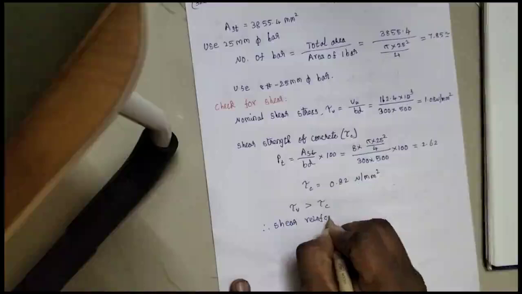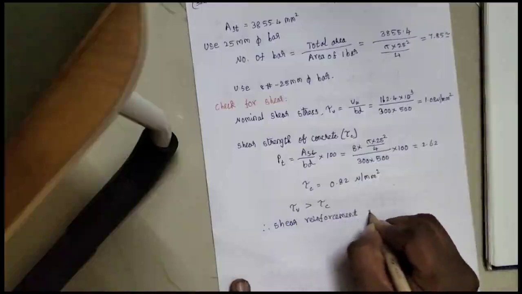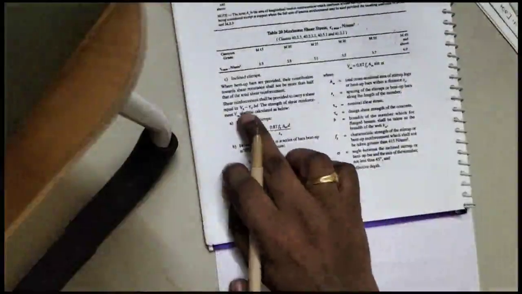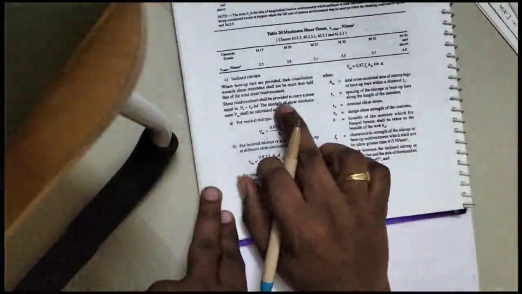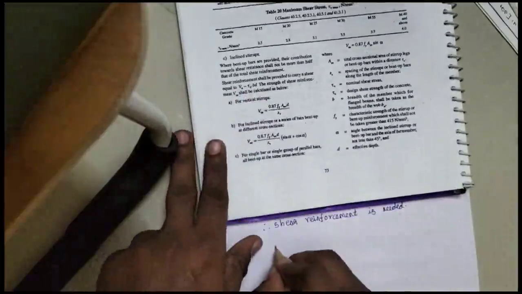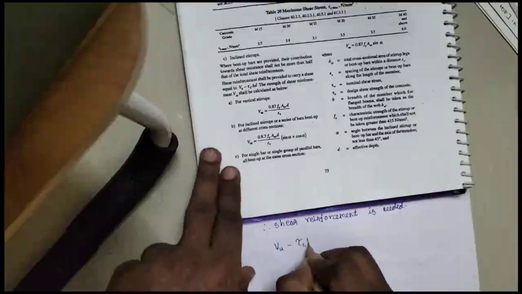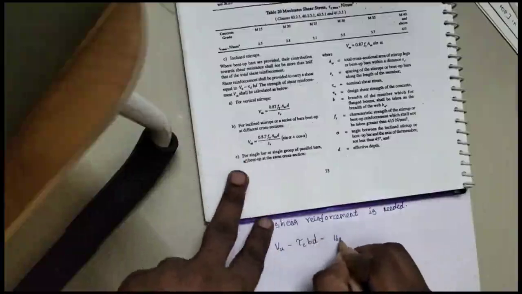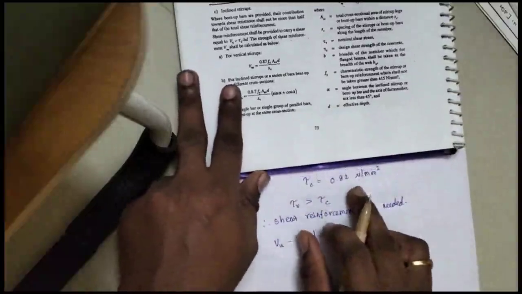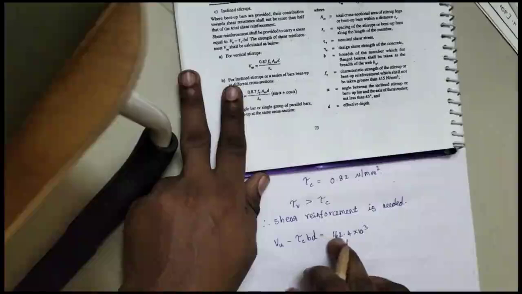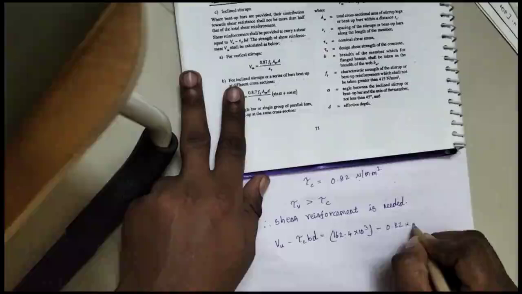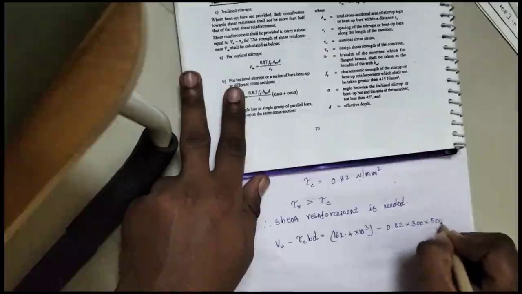So how to provide this shear reinforcement? How to provide this is given in our code book itself. On page number 73, if you look at this table, shear reinforcement shall be provided to carry a shear equal to Vu minus tau c into bd. Here Vu is 162.4 into 10 to the power 3, because tau c is calculated in terms of Newton per mm square. So I am converting the Vu, which was given in kilonewton, into Newton, minus tau c is 0.82, and b is 300 and d is 500.